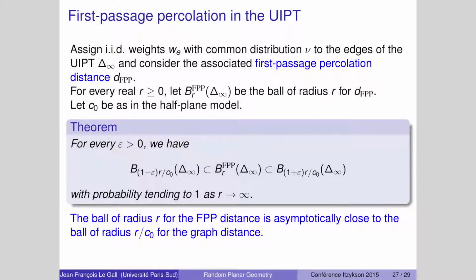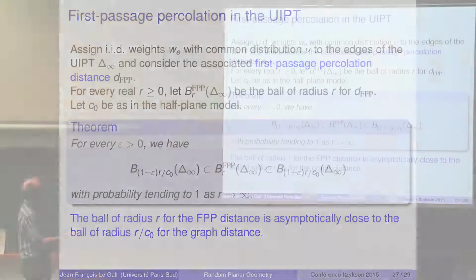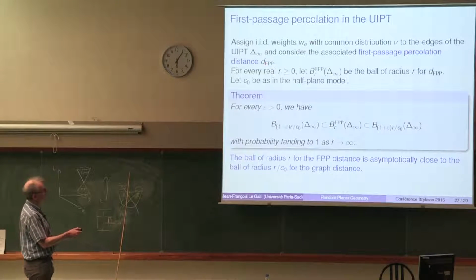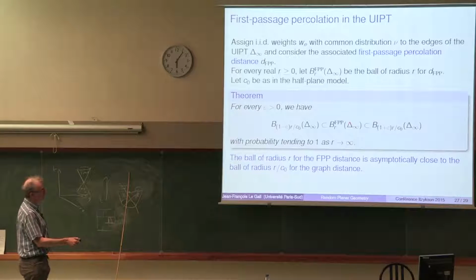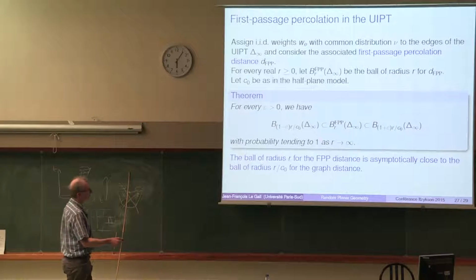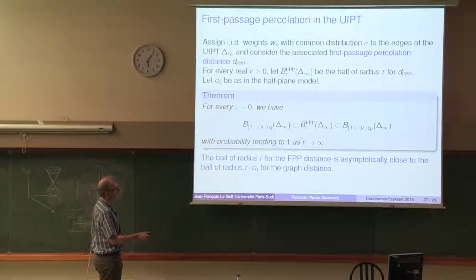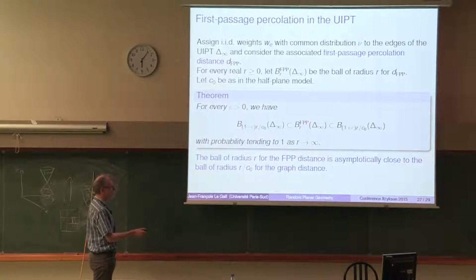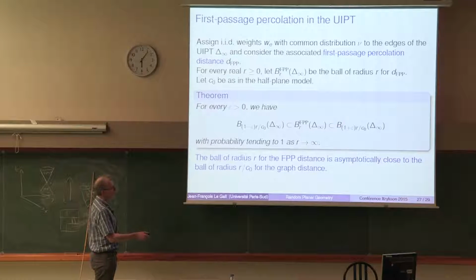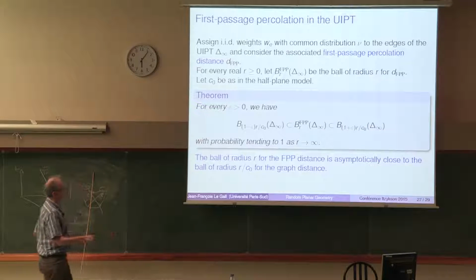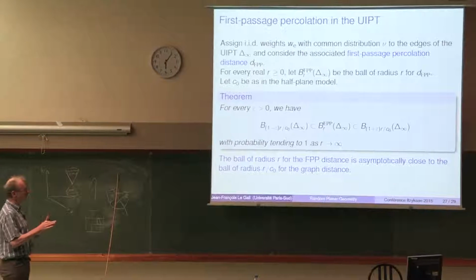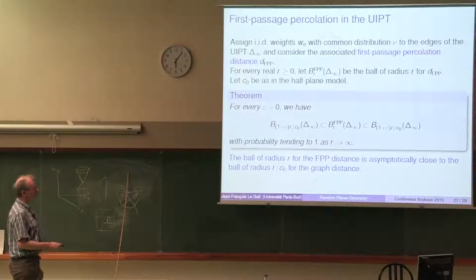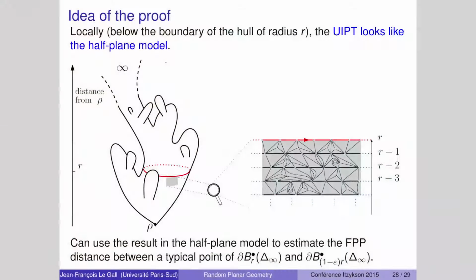Okay, so now I can come back to the UIPT. And the result we can get in the case of the UIPT, well, this is what I announced before. If we define, again, the first passage percolation distance in the UIPT, asymptotically, with large probability, the ball of radius r in the UIPT for the first passage percolation distance will be close to the ball of radius r over C0 for the graph distance. So you can really say that balls for the first passage percolation distance grow like balls for the graph distance.